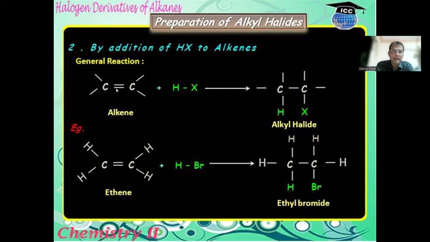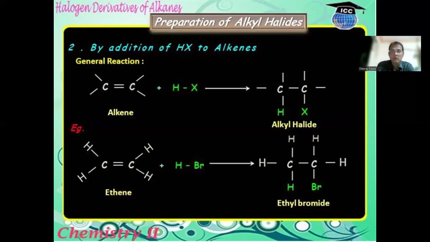It's a loosely bound electron, and hence this bond breaks and two valencies are opened. Those two valencies are satisfied by hydrogen on one carbon atom and X on the second carbon atom. So this hydrogen and halogen add across the double bond. This is called addition reaction and alkyl halide is formed. No byproduct is formed in this reaction. So ethene, for example, plus HBr will form ethyl bromide.